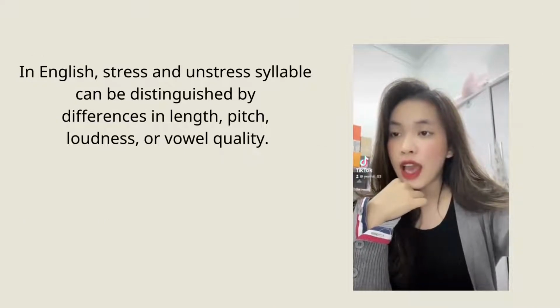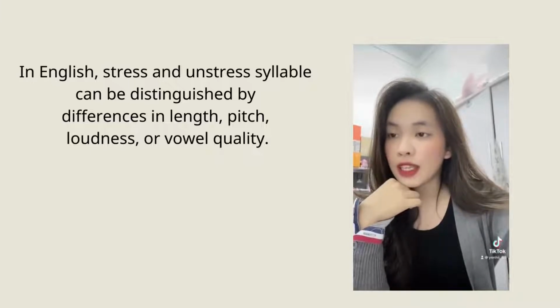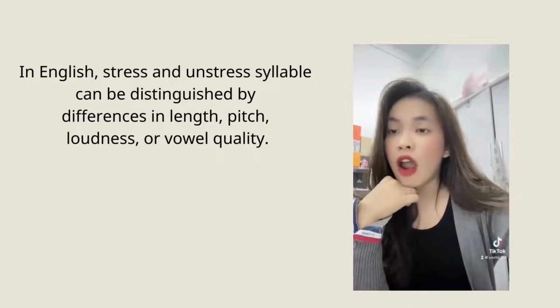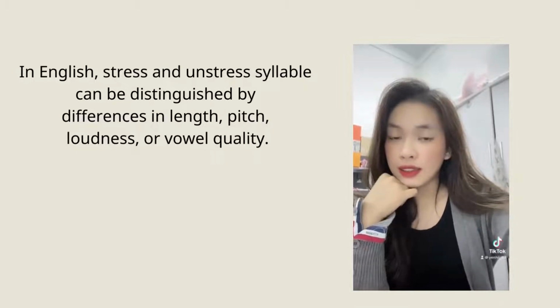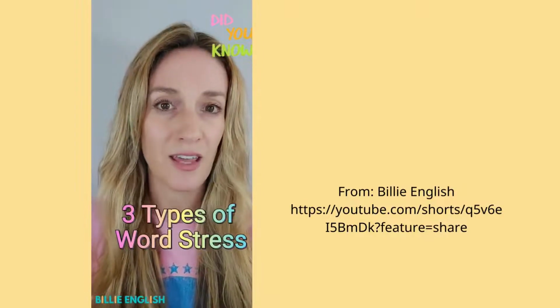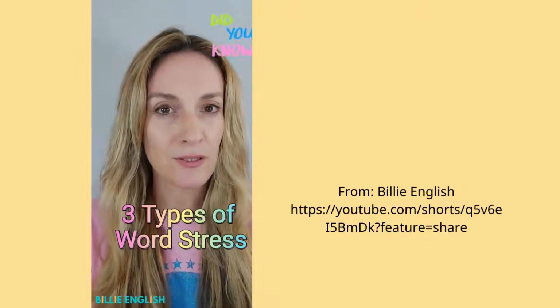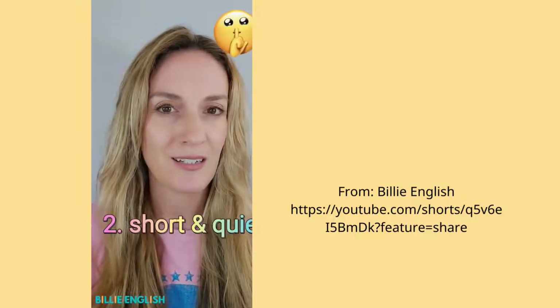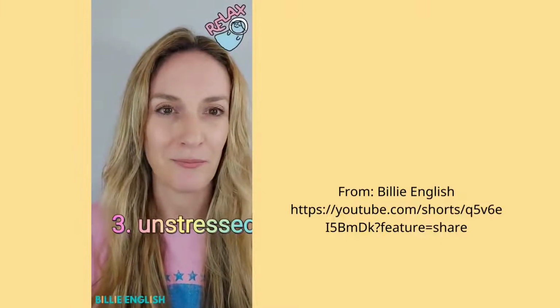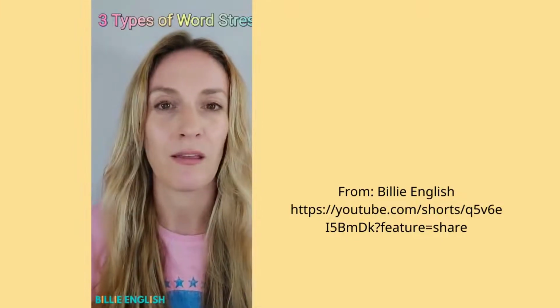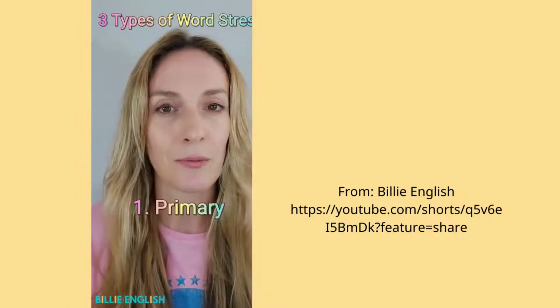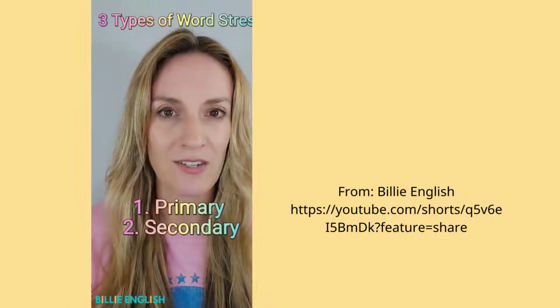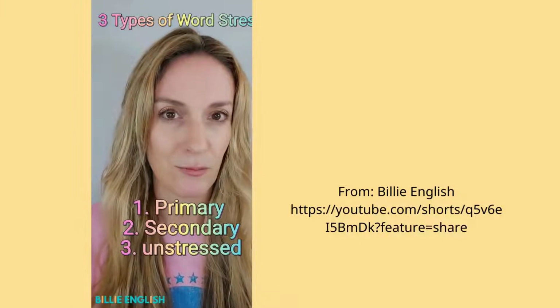In English, stressed and unstressed syllables can be distinguished by differences in length, pitch, loudness, or vowel quality. Not all syllables are the same in a word. Some syllables are long and loud, other syllables are short and quiet, and some syllables are in between. We can differentiate between three types of word stress: primary stress, secondary stress, and unstressed syllables.